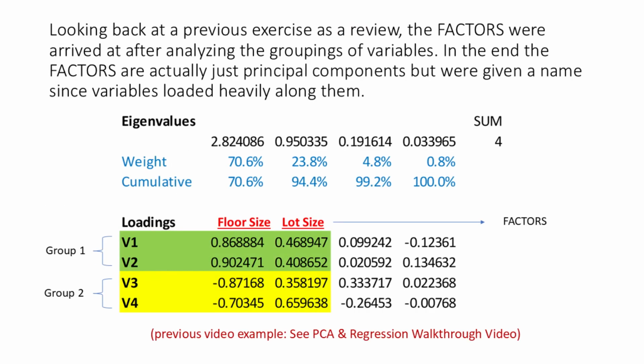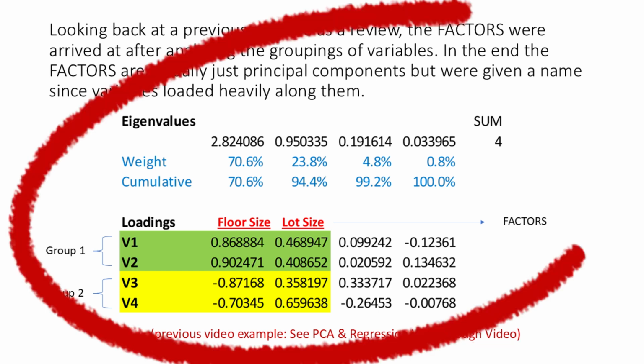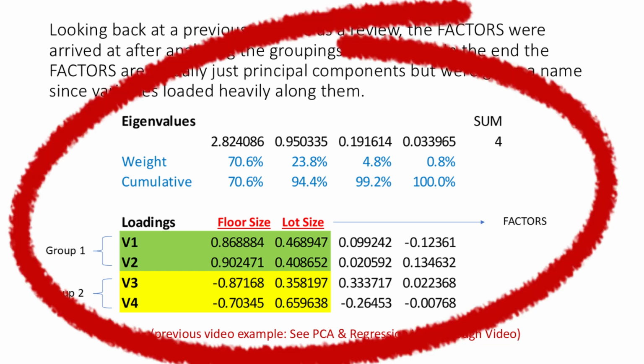Looking back at the previous exercise as a review, the factors were arrived at after analyzing the groupings of variables. In the end, the factors are actually just principal components, but were given a name since variables loaded very heavily along them. And we refer you to the previous video regarding the PCA and regression walkthrough videos where we see this example. Do kindly take a look at that video.